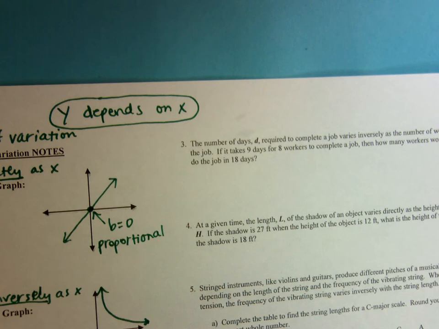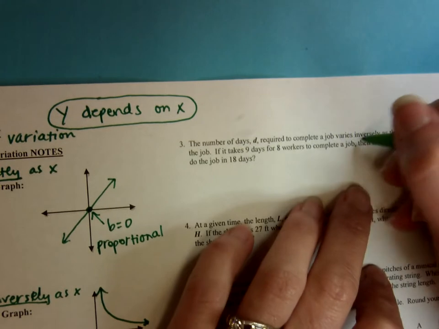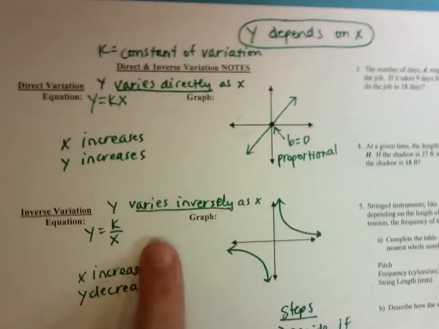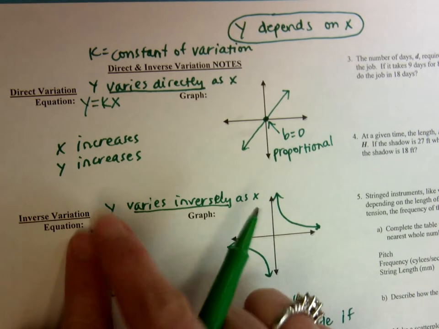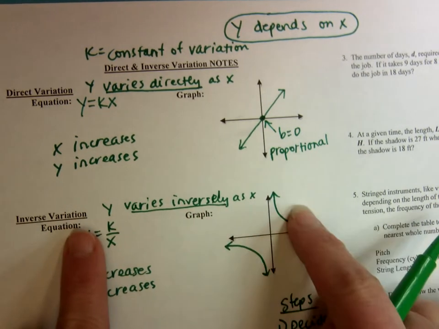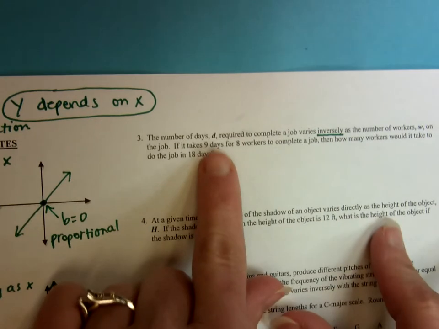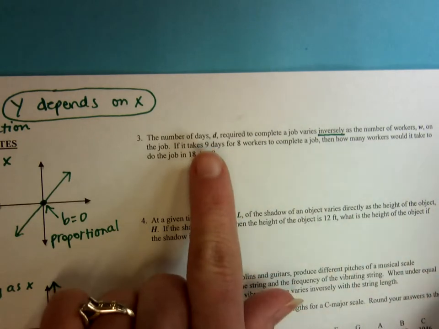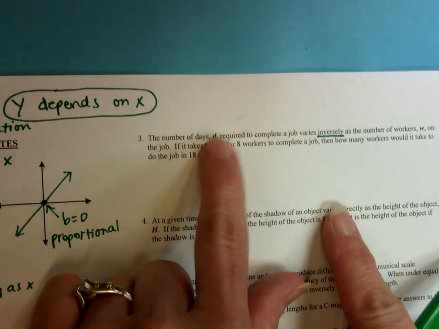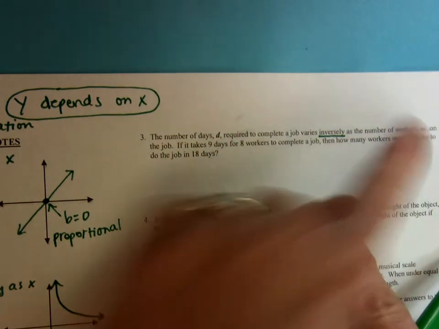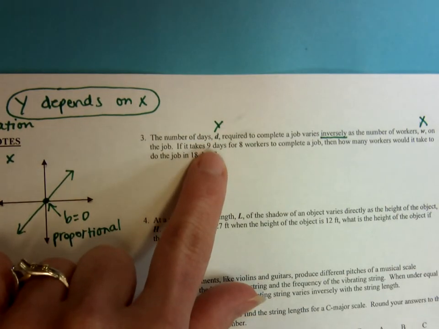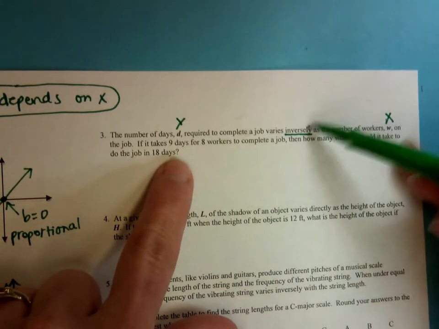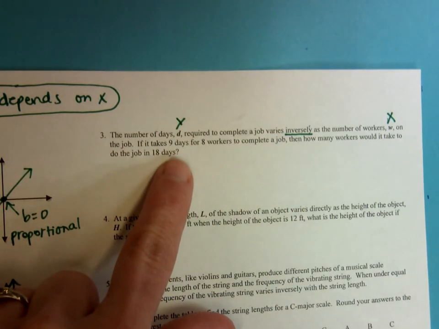So, first of all, we figure out which one it is. Is it direct or inverse? Inverse. And then look at what we said. The problem is going to tell us that y varies inversely as x most of the time. Well, it doesn't say y, but what varies inversely? The d. The d varies inversely as the w, so we can say that the y is the d and the x is the w. Does everybody see that? Because y varies inversely as x. And the x is a w? So the x would be w.